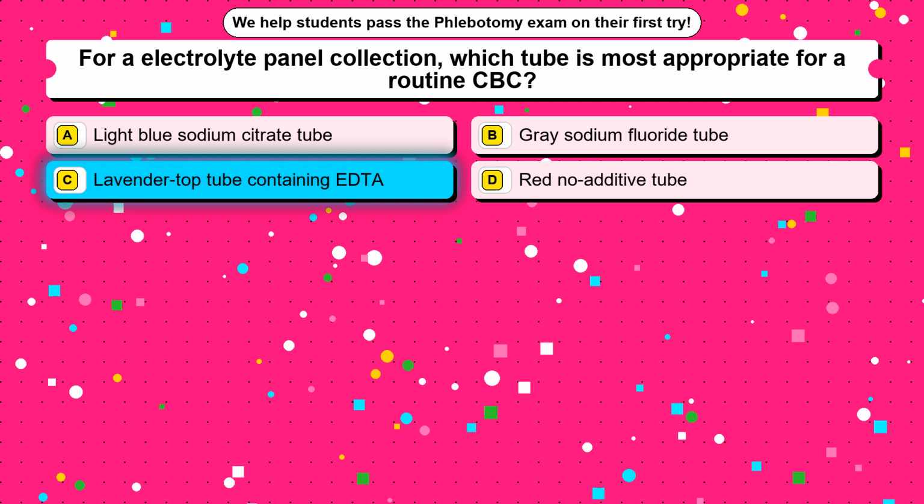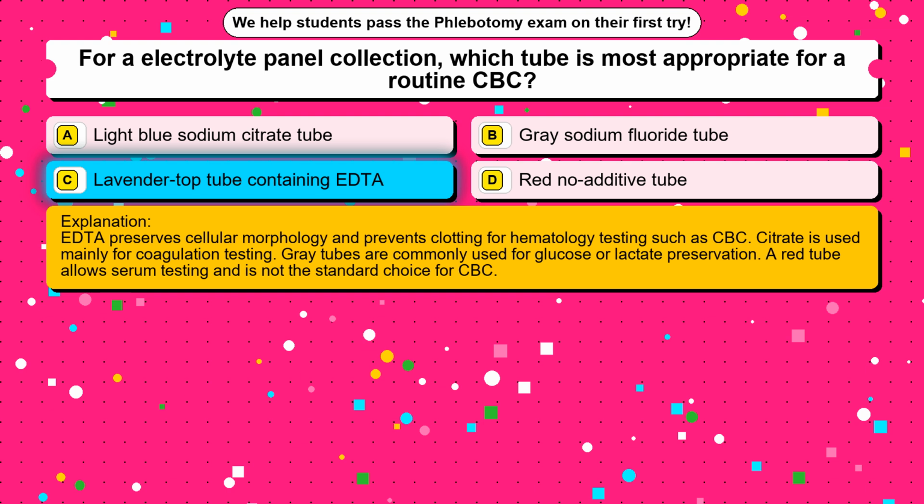Lavender top tube containing EDTA. EDTA preserves cellular morphology and prevents clotting for hematology testing such as CBC. Citrate is used mainly for coagulation testing. Gray tubes are commonly used for glucose or lactate preservation. A red tube allows serum testing and is not the standard choice for CBC.